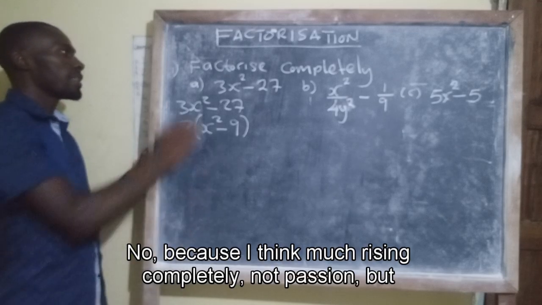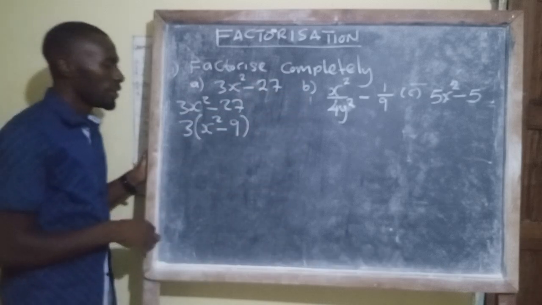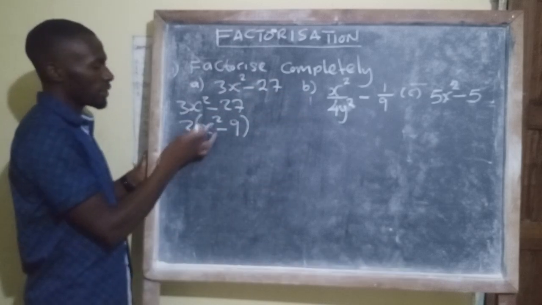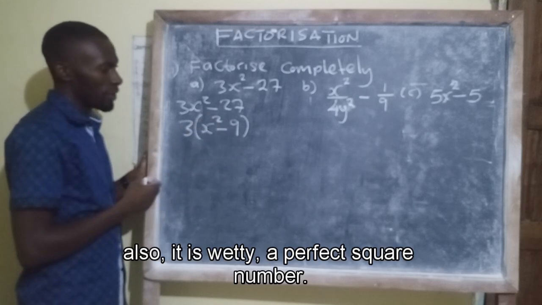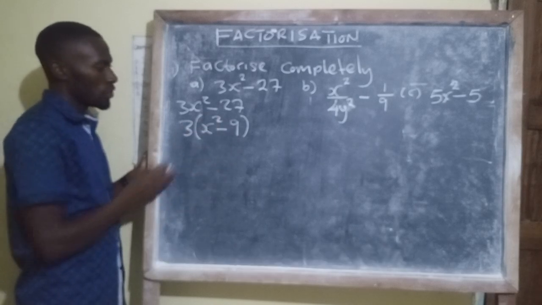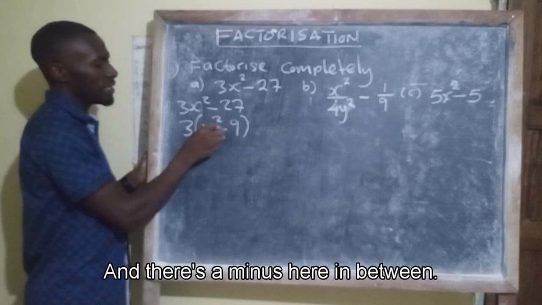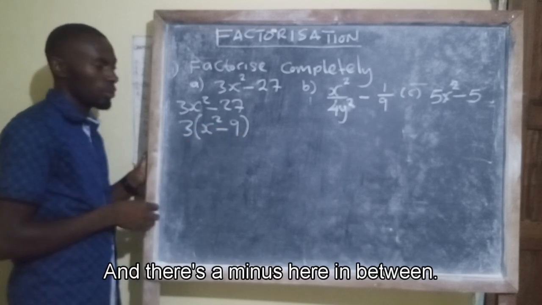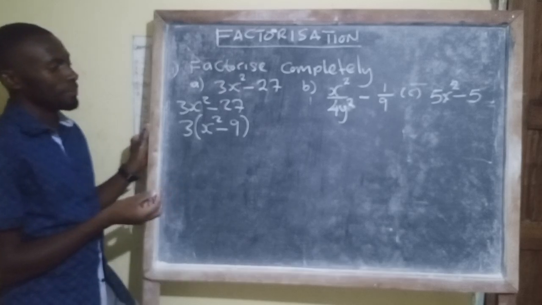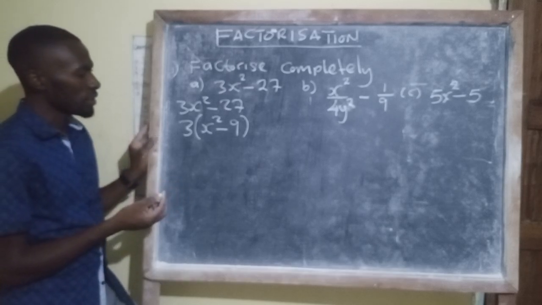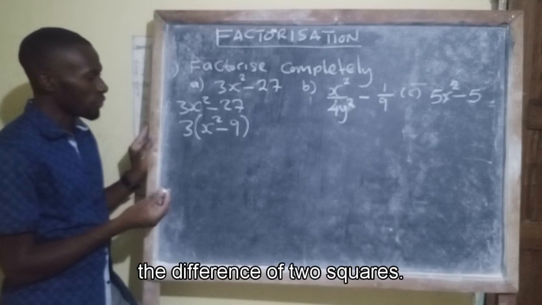No, because they are saying factorize completely, not partially, but completely. So as a result, when you look at x squared, it is a perfect square number, and 9 is also a perfect square number. So what happens when you have both perfect square numbers and there's a minus in between? We follow the rule of factorization using the difference of two squares.